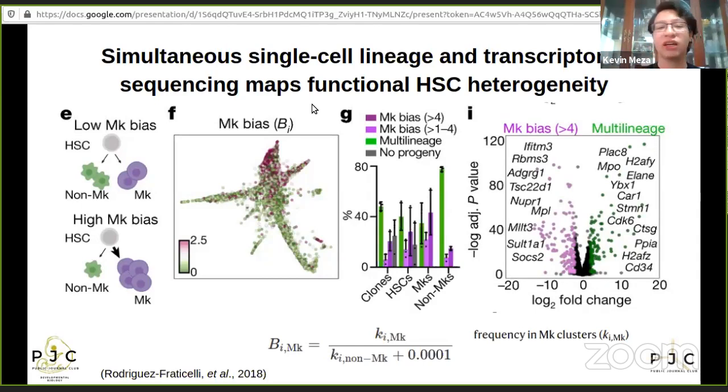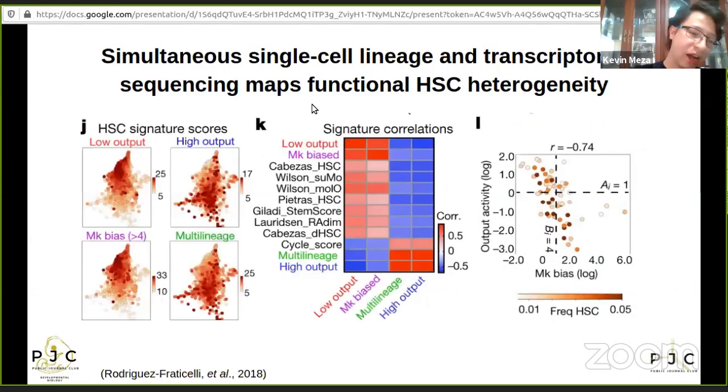Then they decided to make a differential expression analysis, and they decided to focus on the megakaryocyte bias subset. And the important thing here is that they identified the same markers. The markers that they identify in this analysis are just the same that they previously identified in the low output group.